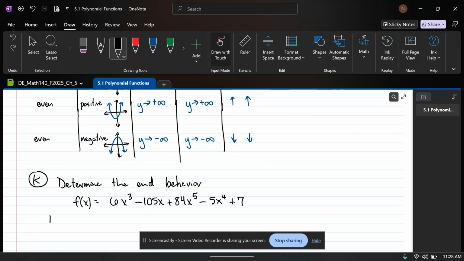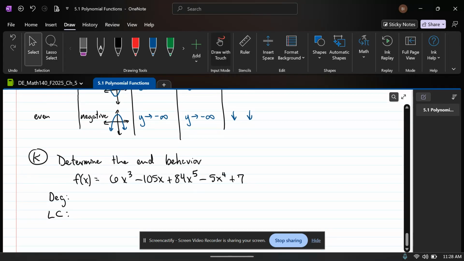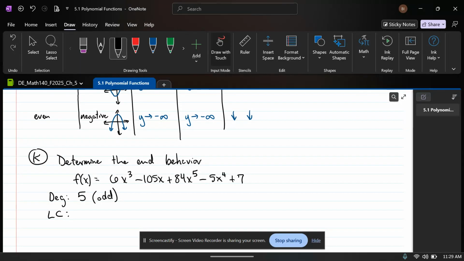So to determine end behavior, you need the degree and the leading coefficient. That's the only two things you need. The rest of it does not matter. What is the degree? 5. So that's odd. So I know my ends are going in opposite directions. Okay. What is the leading coefficient? 84. That's positive. So I know that as x goes to the left, the y values go down. And as x goes to the right, the y values go up.